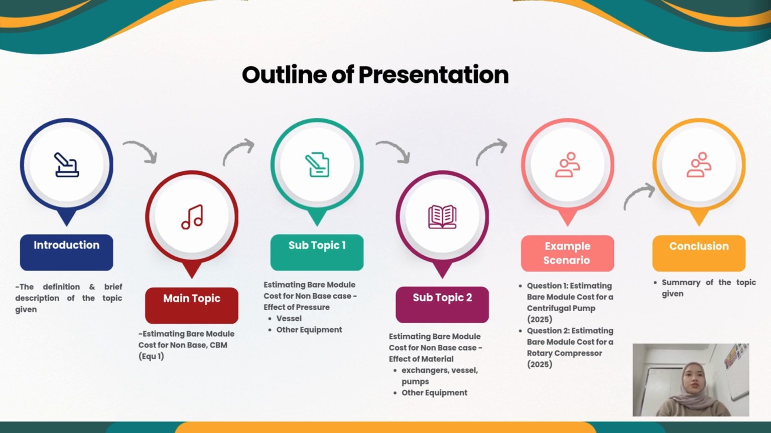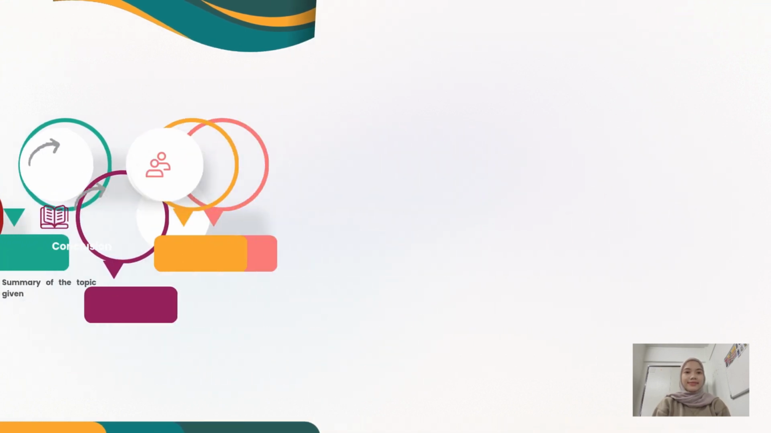Next, subtopic 2 will explain estimating bare module cost for non-base for material, same for exchangers, vessel, pumps, and other equipment. We have also example scenarios for question 1 and question 2. And lastly, we have the conclusion for the summary of the topic. For the next part, it is the introduction, which will be explained by Nurul Azira.